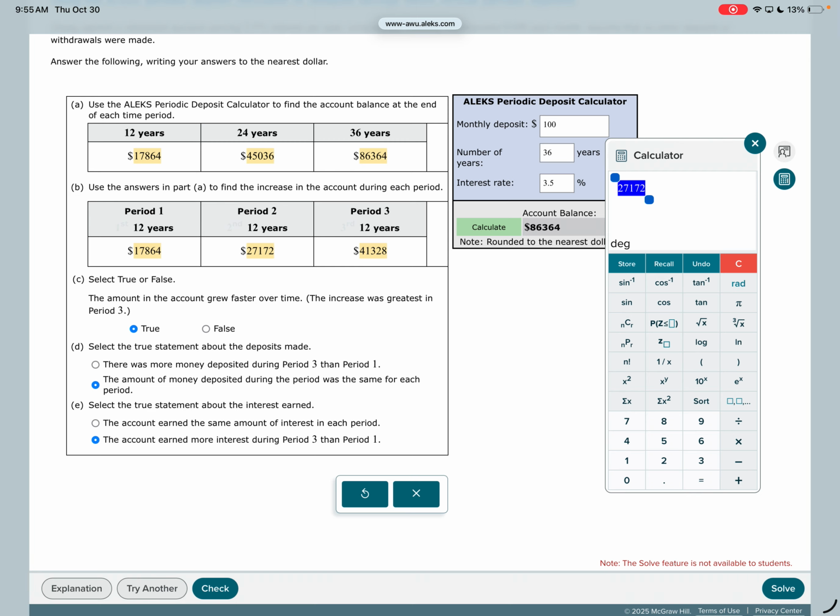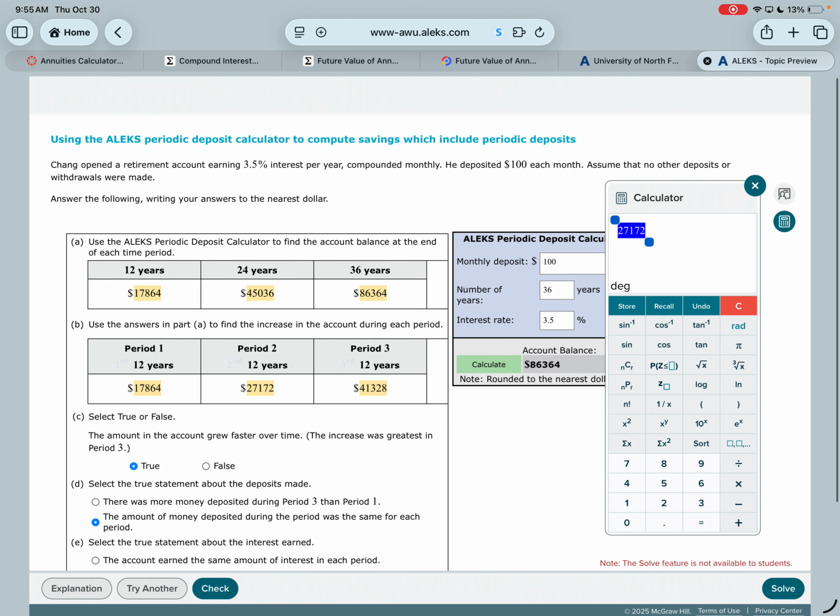Part D, the amount of money deposited during the period was the same for each period. Yes, the money grew at a higher rate each of the 12 years, but I still just kept depositing $100 because I'm making money on my interest. The account earned more interest during period 3 than period 1. Yes, the last period will always earn more than the previous periods. Okay, so that went a lot faster than last class. We had to search for that calculator for a minute last class because we couldn't have it.